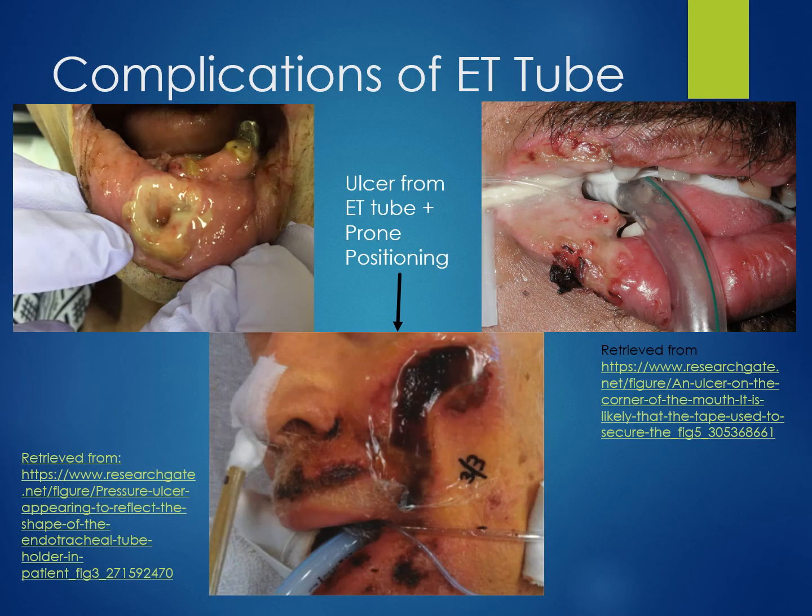So here are some pictures of complications of ET tubes that I found. The top left here, that's an ulcer. It looks like it's from the ET tube that was left in the middle of the lip and not repositioned from the time the patient was intubated. So it literally caused a deep ulcer.